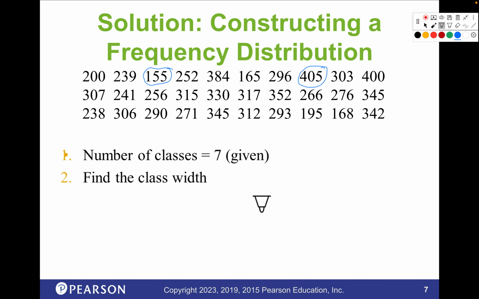So to find the class width, we take the maximum minus the minimum, and that will give us the range. So that's 405 minus 155. And again, I can do that pretty quick because I've done this. It's 250. You could do it mentally or with a calculator, however you want, but what we've got is our range is equal to 250.